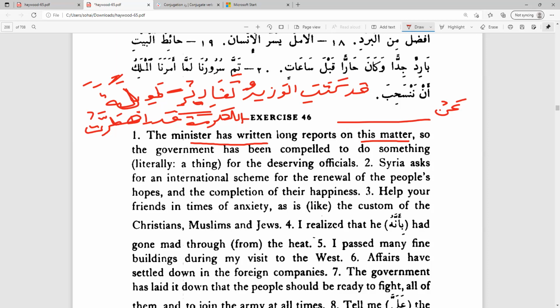To do something, أن تفعل شيئا. Why shay'an? It's coming with أن تفعل شيئا. Deserving is istahaqqa, yastahiqqu. Official is muwazzifina, so it's going to be lil muwazzifina. This is a sound plural, so it becomes genitive. Lil muwazzifina, مستحقين.